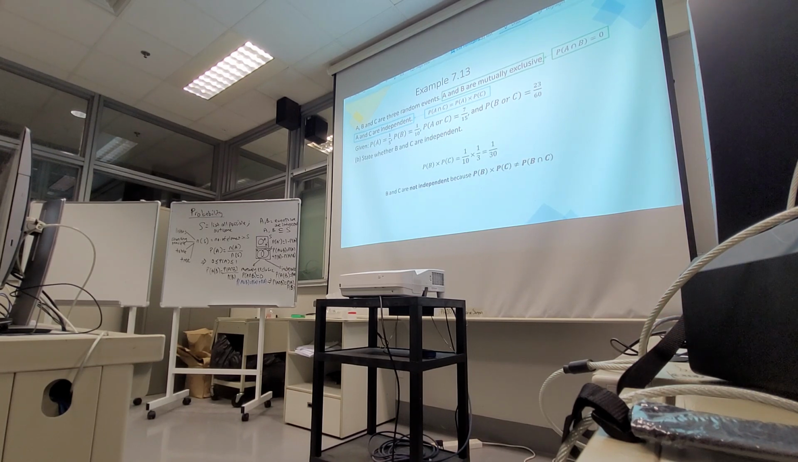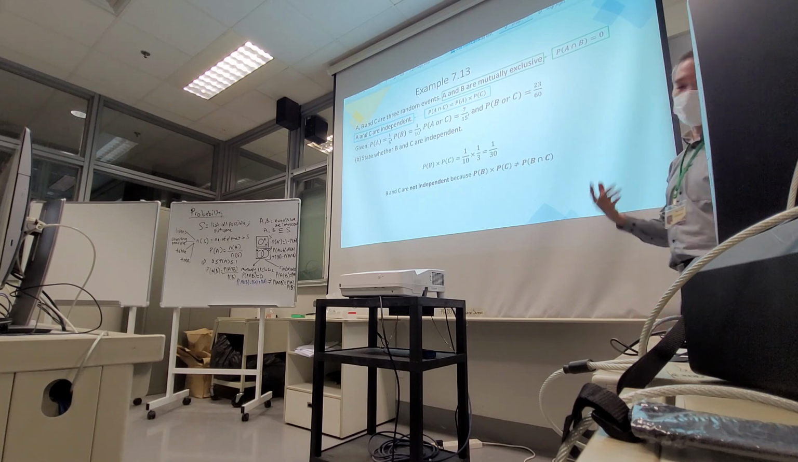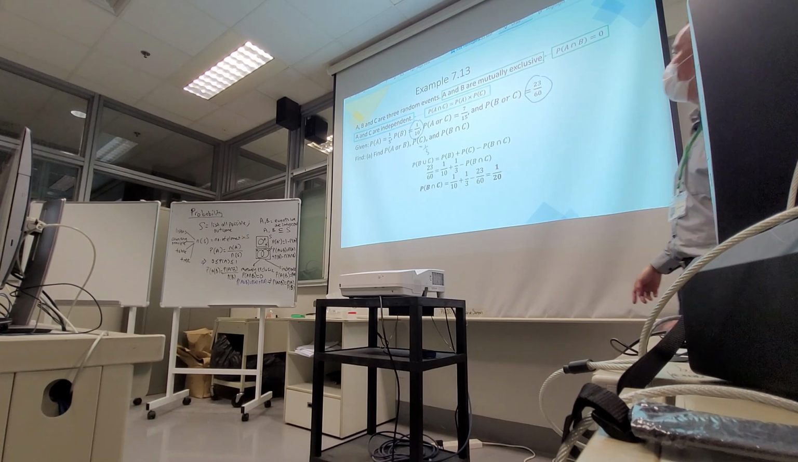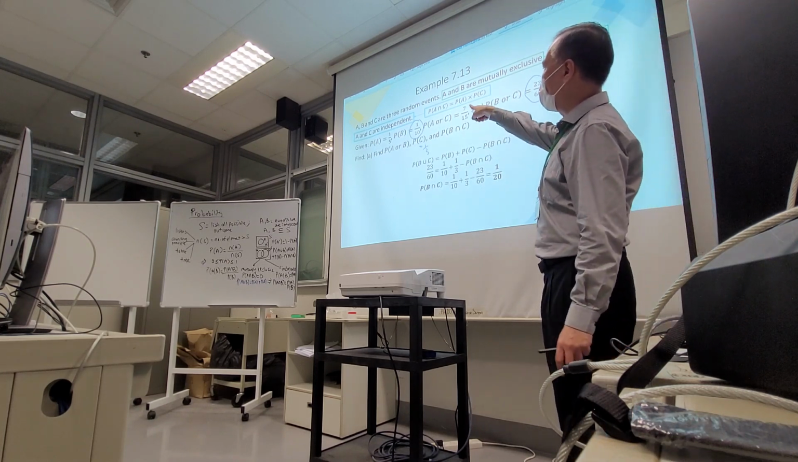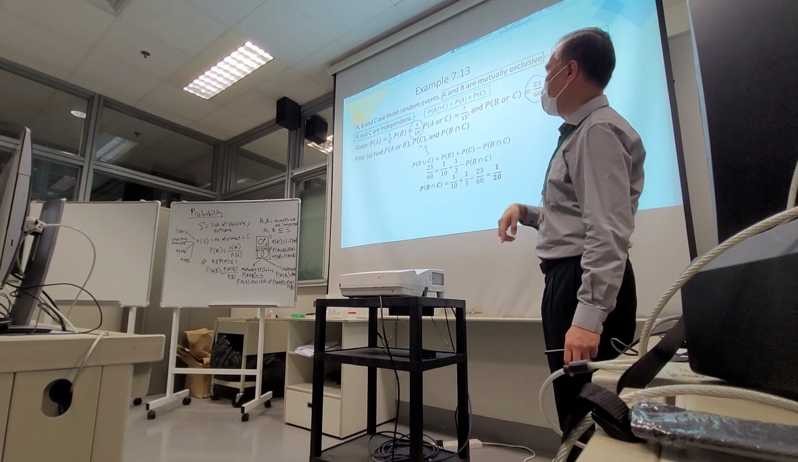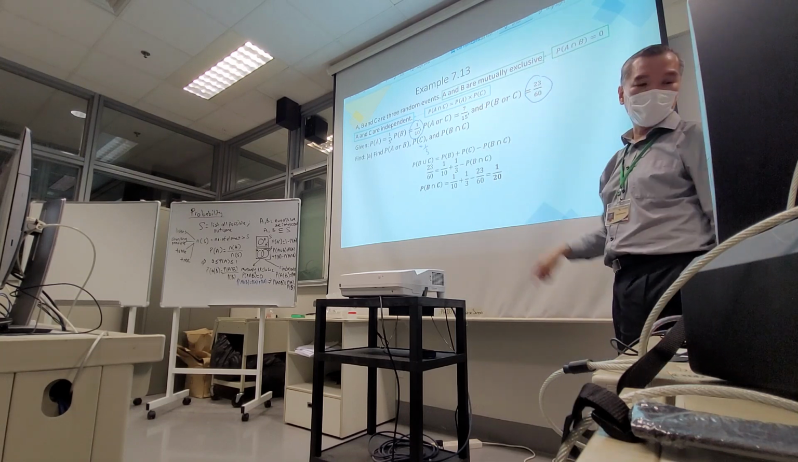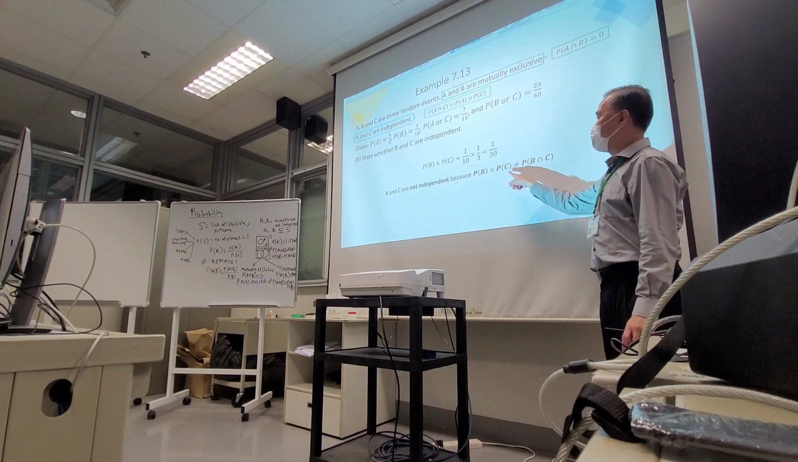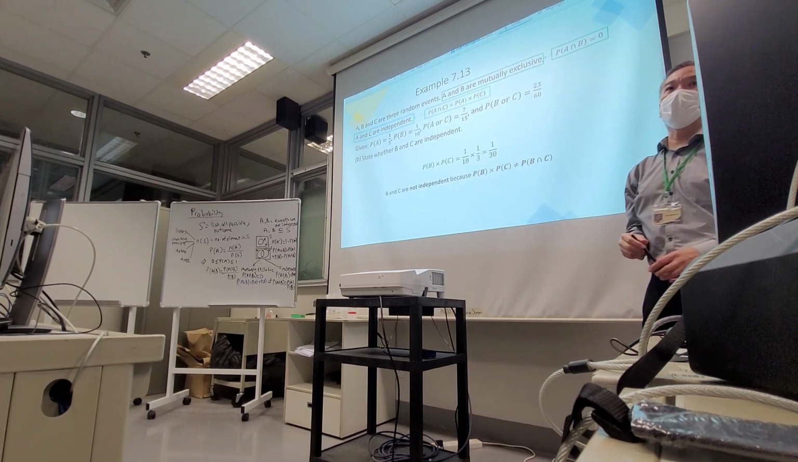Then they ask you whether B and C are independent or not. Very simple. You already calculated the intersection, 1/20. You take the probability of B, 1/10, times the probability of C, 1/3, which is 1/30. So they are not equal. That means B and C are not independent.